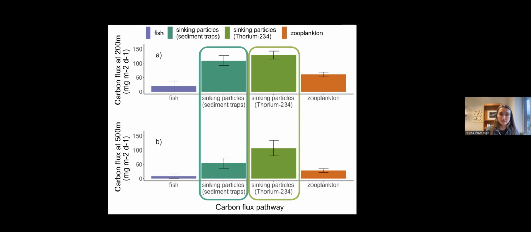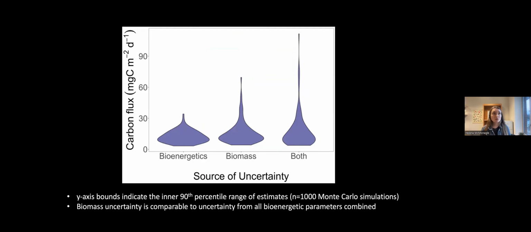So getting more into this error bar for the fish, this uncertainty in fish carbon flux, we wanted to know which types of parameters are contributing most. These bioenergetic parameters that relate to things like the respiration rates and movement of these fish, or the biomass parameters, that is just how many fish are there. And so what we find is that when you consider a few dozen different bioenergetic parameters and allow them to vary within their reasonable range, but you keep the biomass parameters constant, you assume that you know biomass perfectly, you see in this violin plot on the far left, this uncertainty due just to bioenergetic parameter uncertainty.